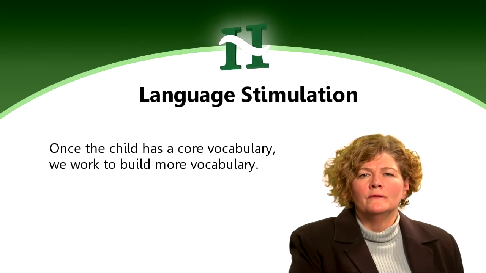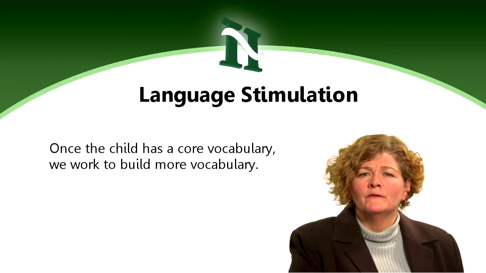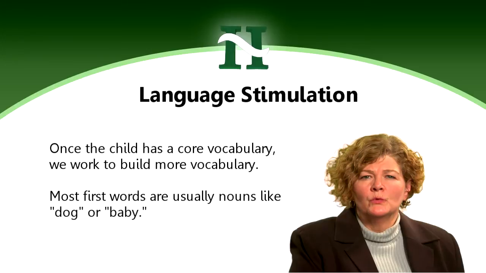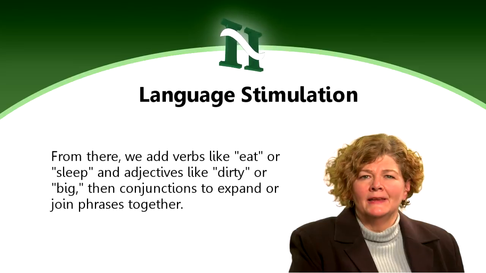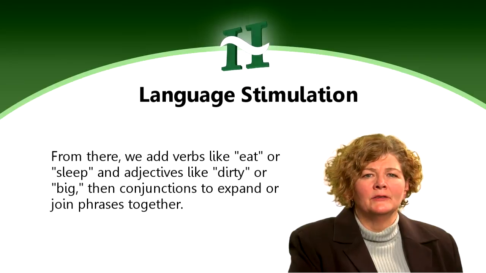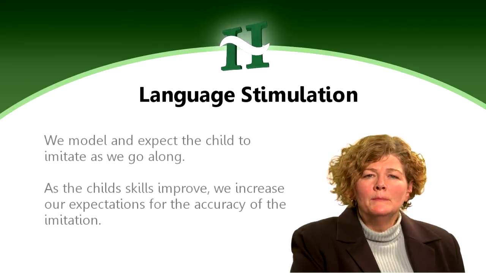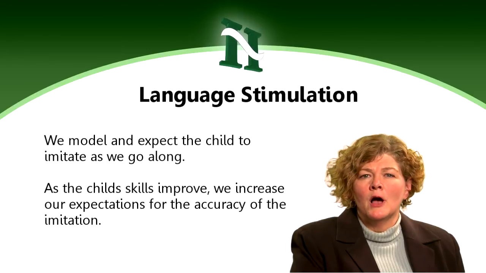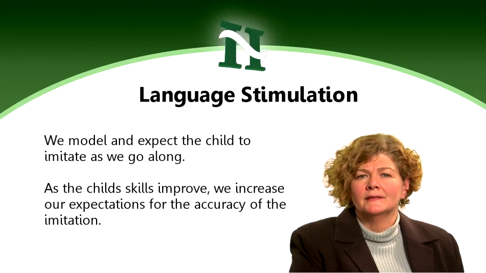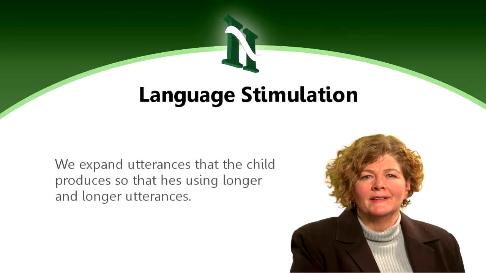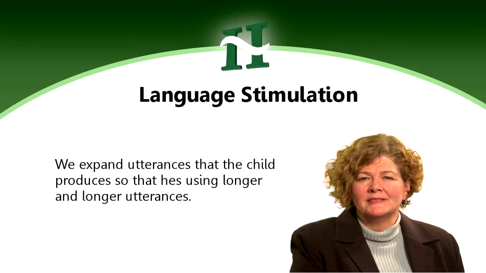Once the child has a core vocabulary, we work to build more vocabulary. Most first words are usually nouns, like dog or baby. Then we add verbs like eat or sleep, and adjectives like dirty or big, then conjunctions to expand or join phrases together. We model and expect imitation as we go along, and we increase our expectation for the accuracy of the child's imitation as the child's skills improve. We expand utterances that the child produces so that he's using longer and longer utterances.